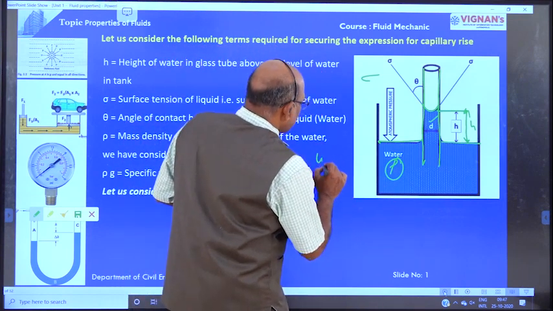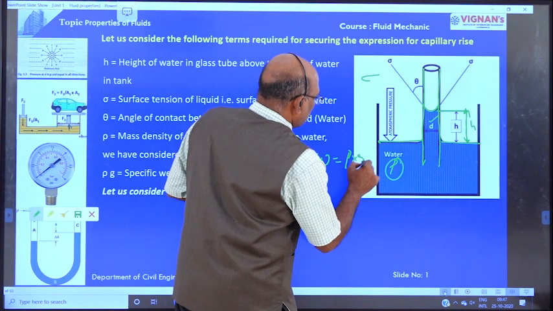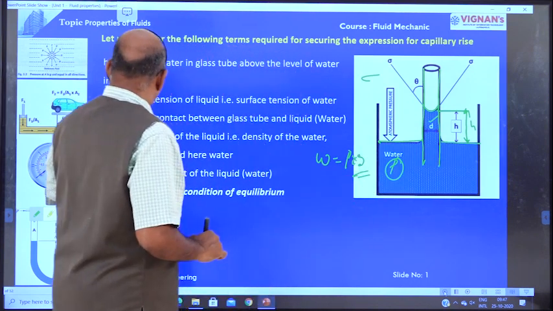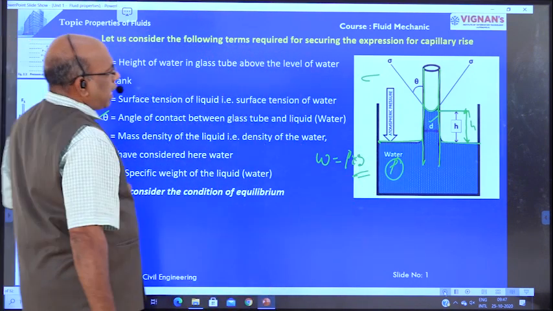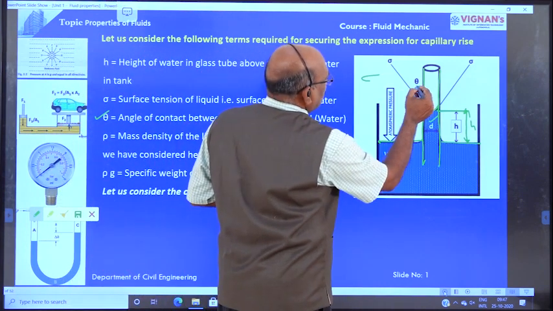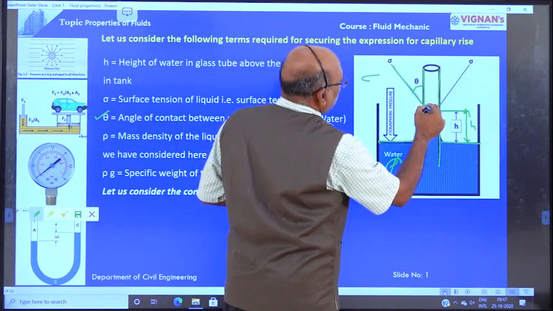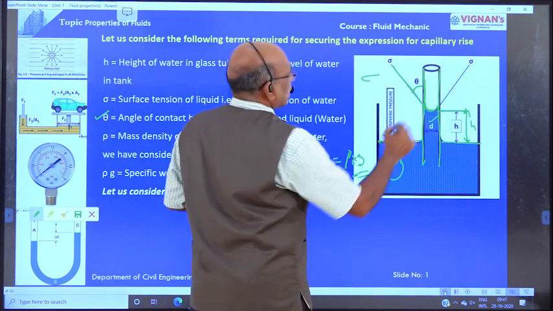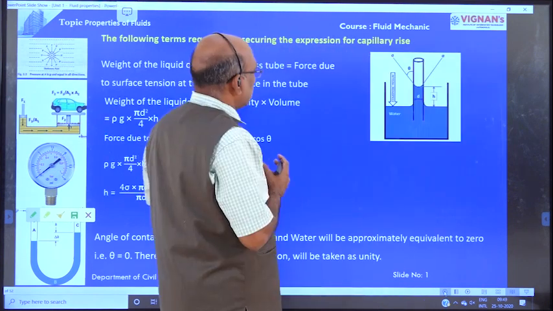Therefore weight density is equal to rho into g, right? Theta is the contact angle between the glass tube and water, right? Sigma is the surface tension.